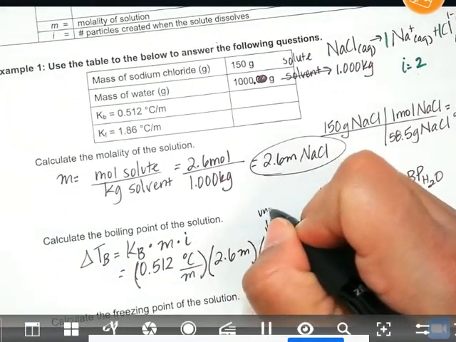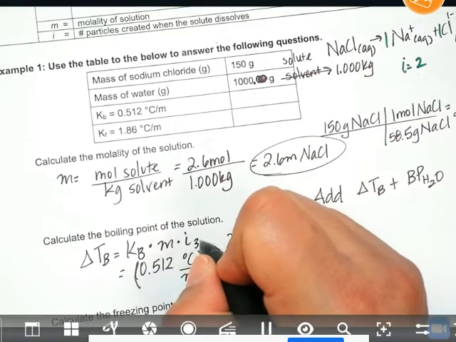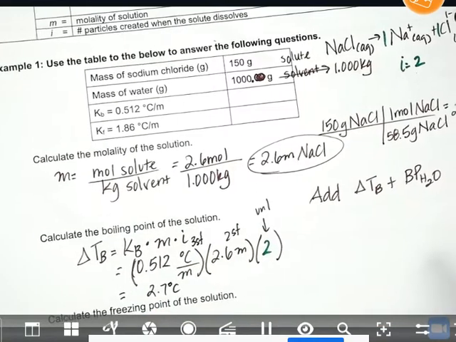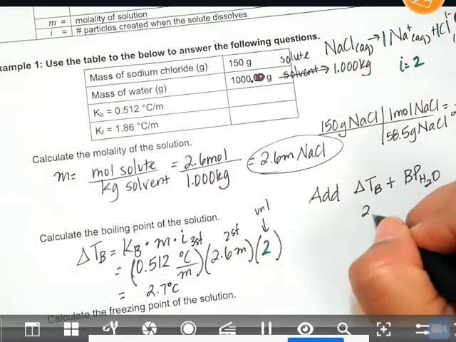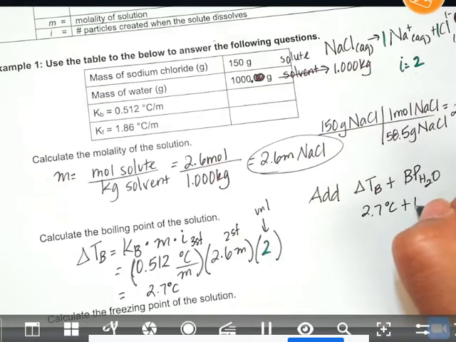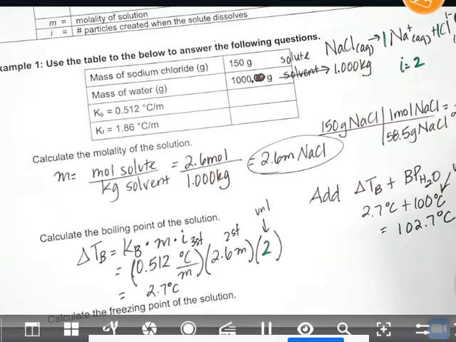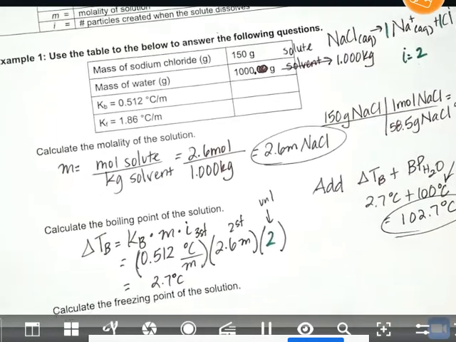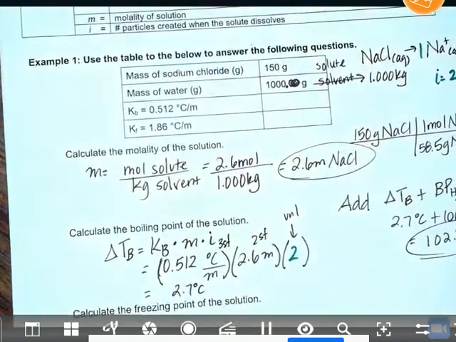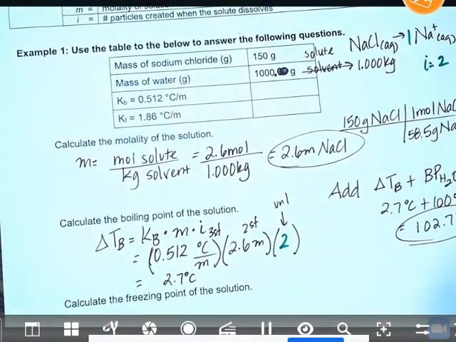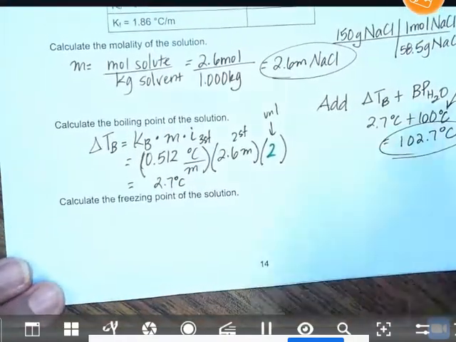This is unlimited sig figs, 2 sig figs, 3 sig figs. So I'm going to round to 2, and I get 2.7 degrees Celsius. So I'm going to take 2.7 degrees Celsius, add that to 100 degrees Celsius. This one here is unlimited. That gives me 102.7 degrees Celsius. That is my new boiling point when I add 150 grams of salt to 1,000 grams of water.